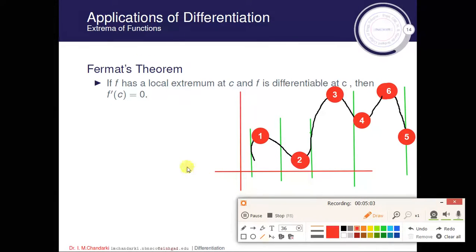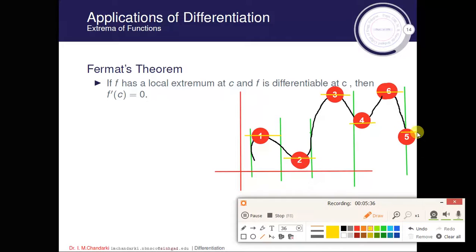So if any line has slope equal to 0, then that line will be parallel to which axis? X axis. So you will find that yes, you will be having tangents at those points number 1, 2, 3, which are local extremas, maxima or minimas. And all those tangents will be parallel to which axis? X axis. You can see, at this point you will be having a tangent like this. That tangent will have slope equal to 0, and if slope is 0, tangents are parallel to the x axis.